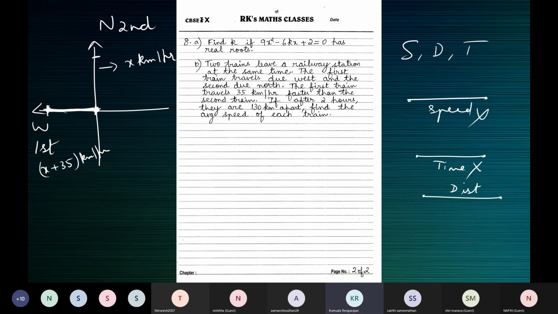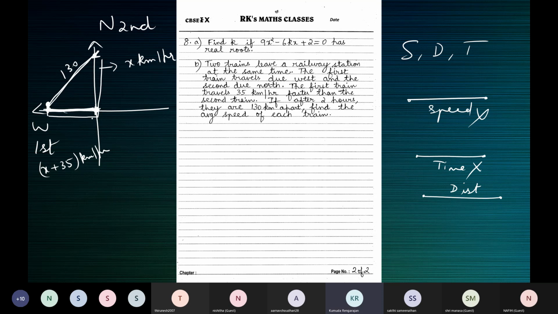After 2 hours, the two trains are 130 kilometers apart. Again in maths, the distance between 2 points, or between two things, is a straight line segment connecting them. So let's say the first train after 2 hours is at this point and the second train after 2 hours is at this point. This is 130 kilometers. Why is this 130? Because the distance between them is 130 does not mean this distance, it's not like you come like this and then go like this.